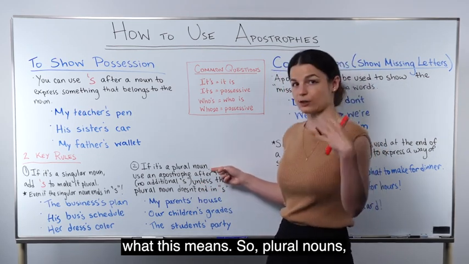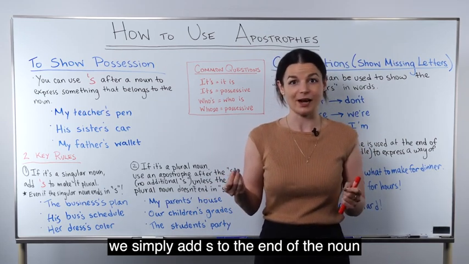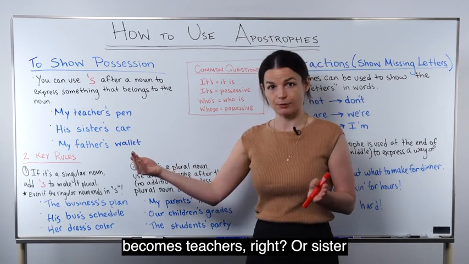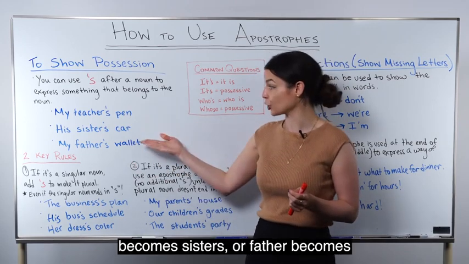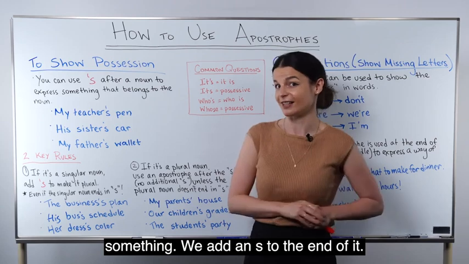Plural nouns, generally, when we create a plural noun, we simply add S to the end of the noun to make it plural. Like teacher becomes teachers, or sister becomes sisters, or father becomes fathers. More than one of something. We add an S to the end of it.